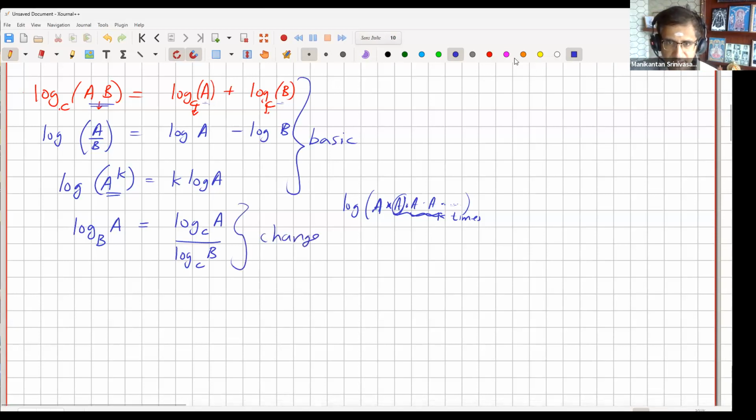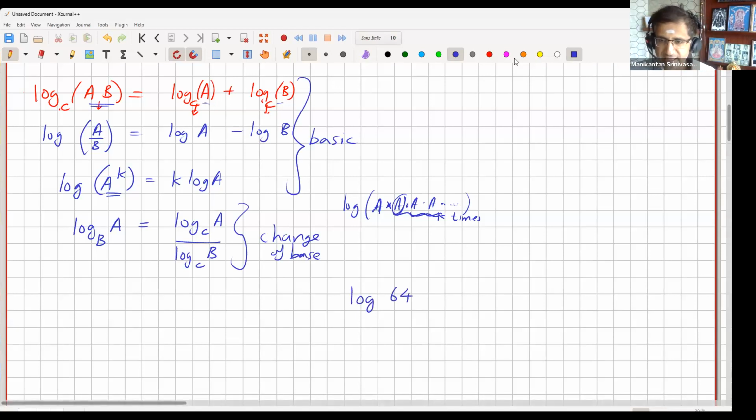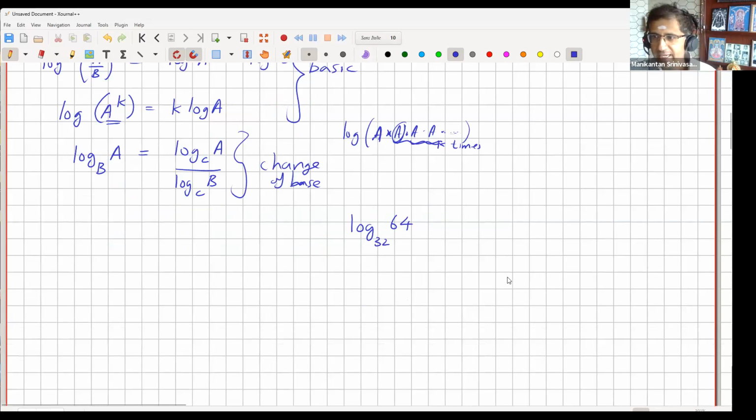So what is this change of base telling? As the name suggests, change of base. For example, suppose someone asks log of 64 to the base, I don't know, 32. I cannot immediately tell an answer, right? But you know that it should be a reasonable number, by which I mean a fairly intuitive number, because both 64 and 32 are in the 2 power family.